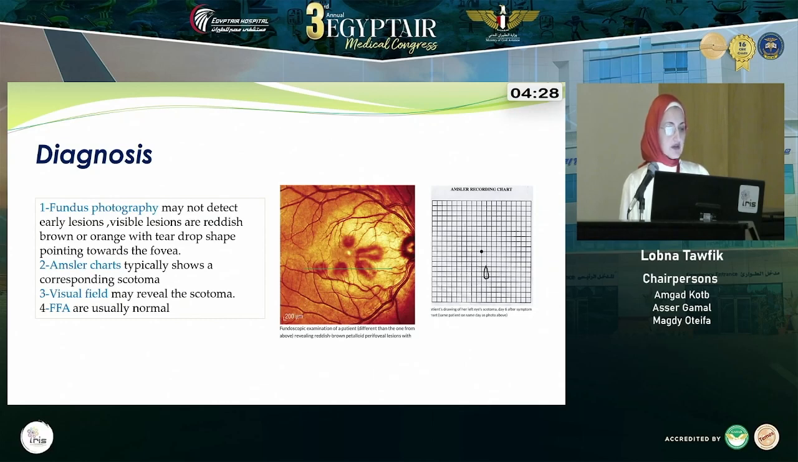Diagnosis: fundus photography may not detect early lesions. Visible lesions are reddish brown or orange with a teardrop shape pointing toward the fovea. Amsler chart typically shows a corresponding scotoma. Visual field may reveal the scotoma. Fundus fluorescein angiography is usually normal.